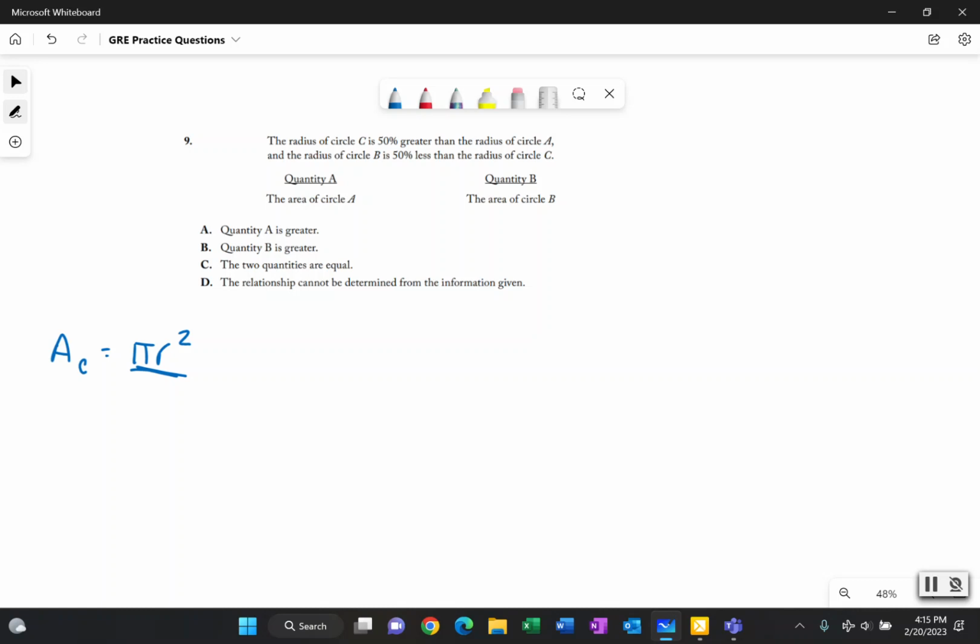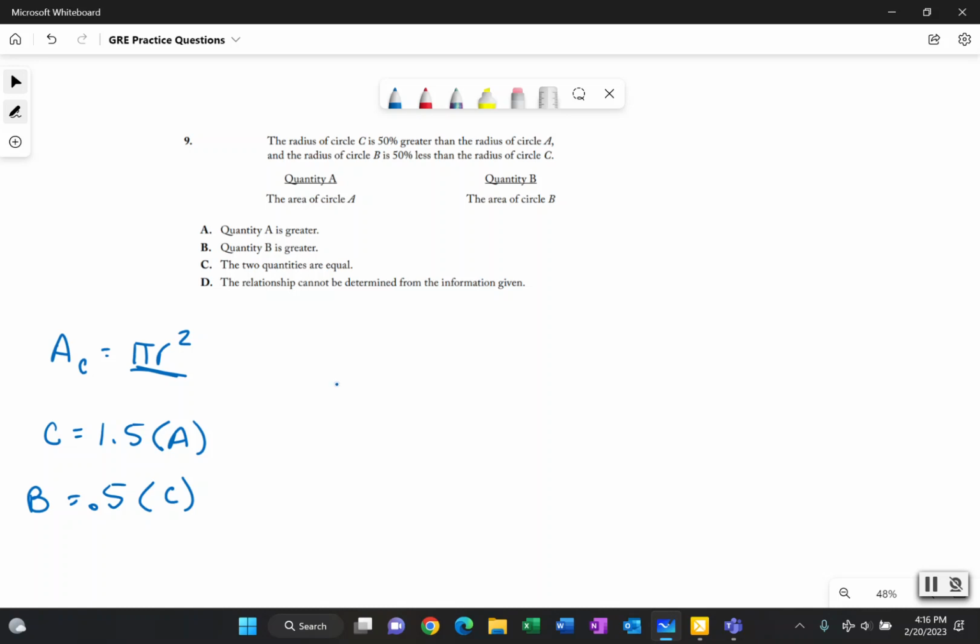So here we can create two equations. If we know radius C is 50% greater than circle A, which means it's going to be 1.5 times A. So the 1 keeps the value of A, and then the 0.5 adds the additional 50% of A, right? So it's 50% greater than A. And then we have the radius of B is 50% less, so just 0.5, right, of circle C. So here we know what C stands for, so now we can compare the radius of A to the radius of B. And that's the whole purpose of what we're trying to do here.